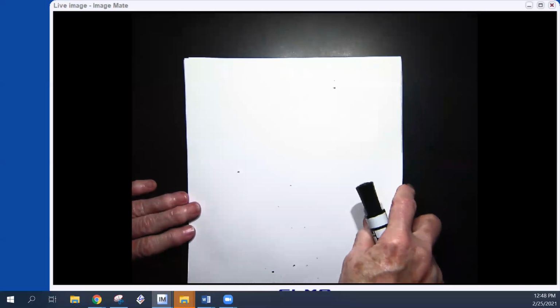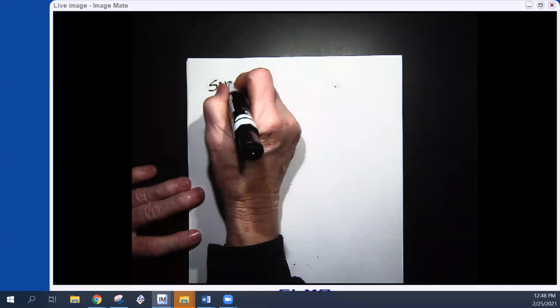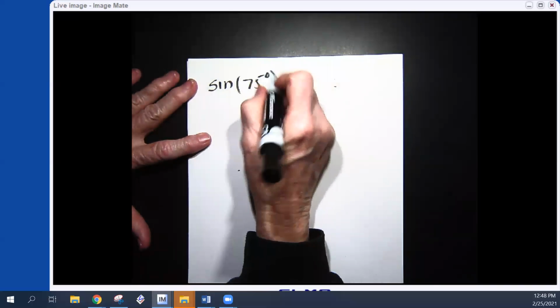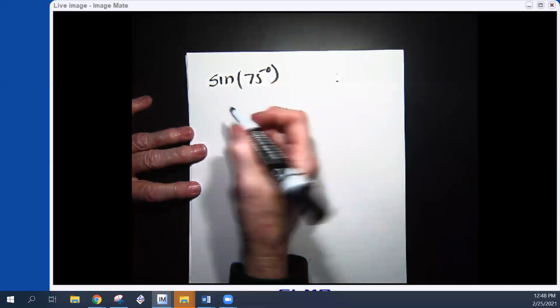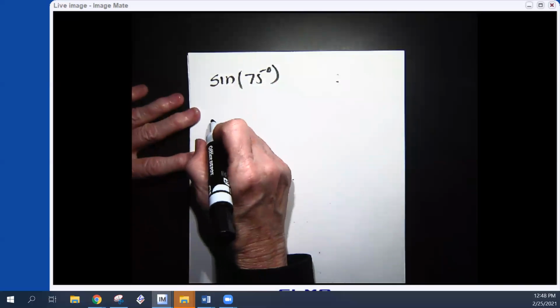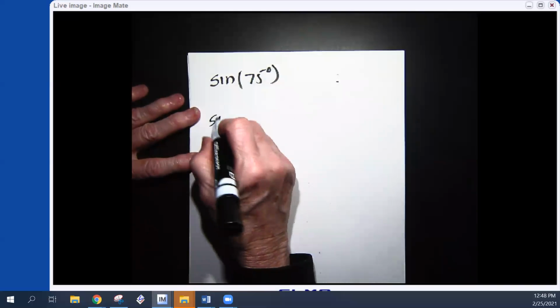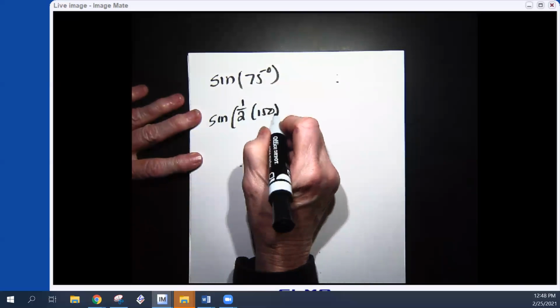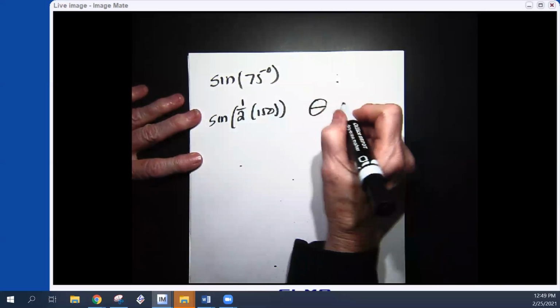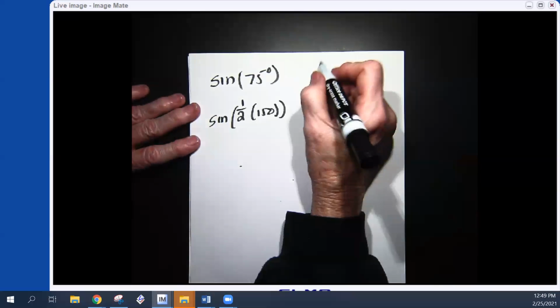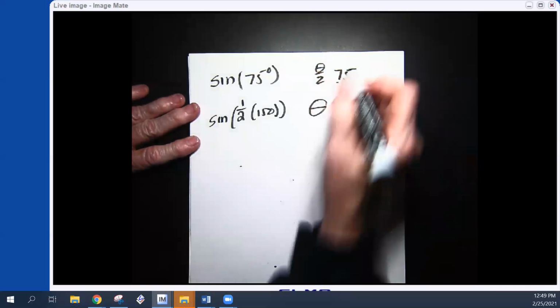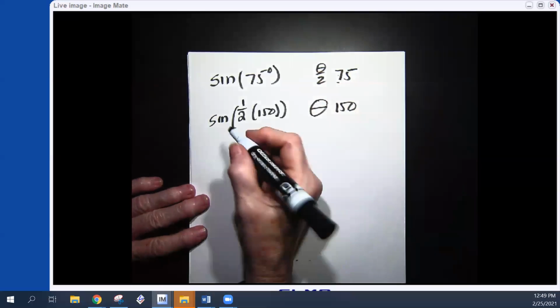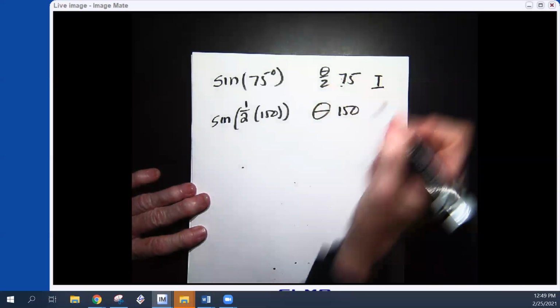Unless they have something that is not going to be a triangle. So I want to find the sine of 75 degrees. Okay, so I need to think again. So putting this together, that is half of 150. So this is the sine of 1/2 of 150. So the angle is 150. The half angle is 75. So 75 is in quadrant 1.